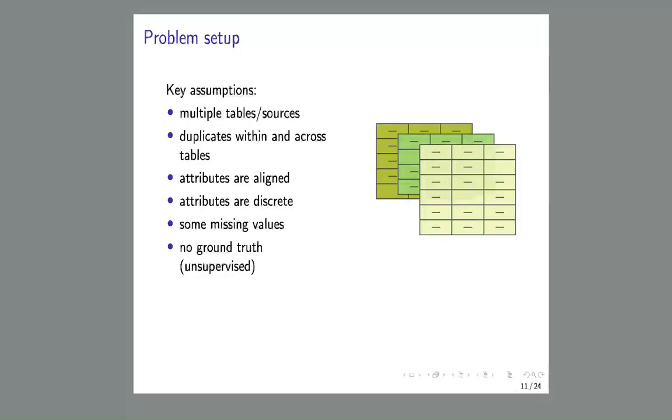So we have some key assumptions. We assume there's multiple tables or sources. There's duplicates within and across the tables. We assume the attributes or features are aligned. The attributes are discrete. Now this means we can have categorical attributes as well as textual attributes. There are some missing values, and we assume there's no ground truth, so we can handle this completely unsupervised. This framework is completely unsupervised. The output is going to be an approximate posterior distribution over the linkage structure, which is what we call lambda.